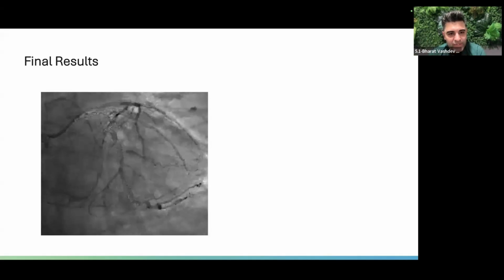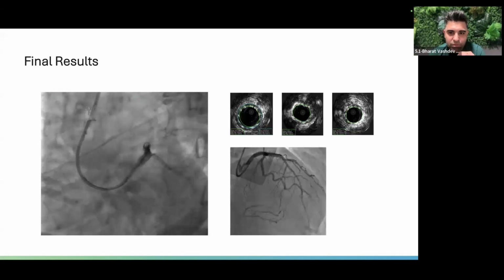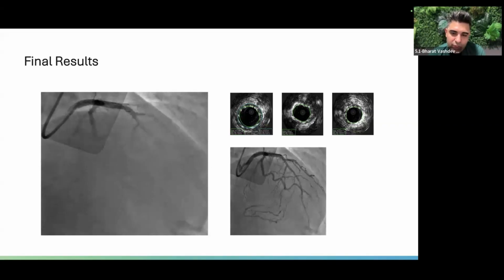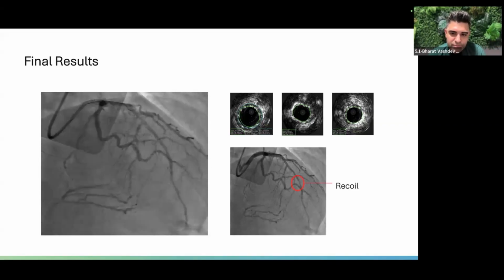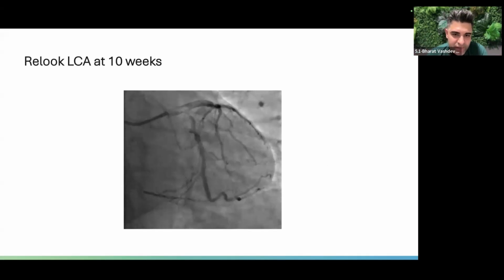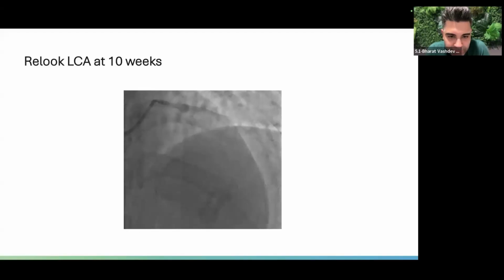And this time he was clinically much improved, so I decided to stop there. And the IVUS confirms that the stent was well expanded and well apposed. A little bit of recoil in mid to distal, but we left it. So I brought him back to do the right coronary artery.